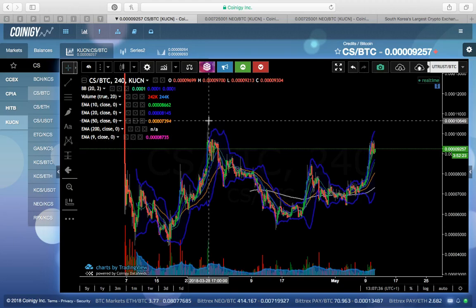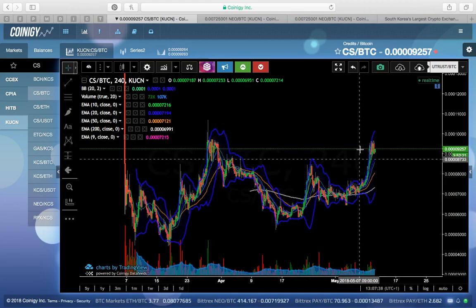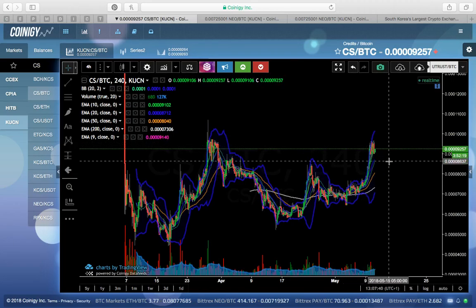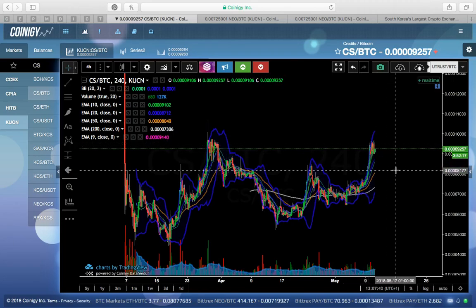If there was nothing else there, I probably would have sold around here, and I'd be expecting a pullback, and I'd be looking at another entry back in. So I keep accumulating more and more of the asset that I've got.